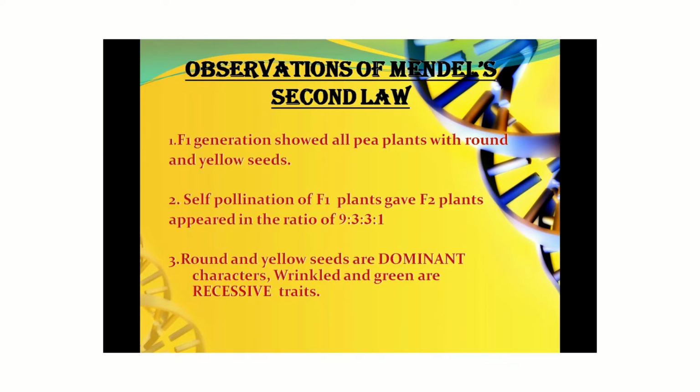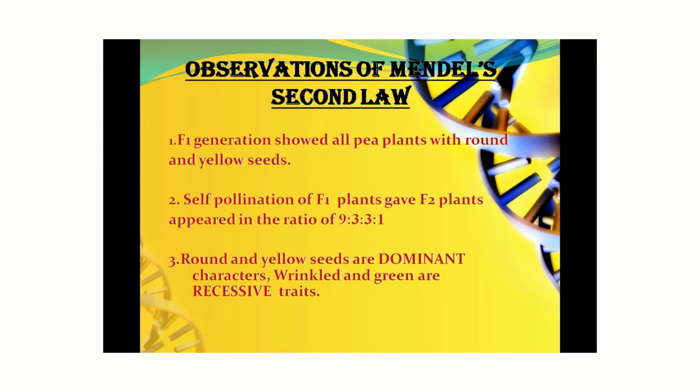Before that, we will just see what the observations are for Mendel's second law. As usual, in the F1 generation, what were the plants obtained? What was the progeny obtained? Progeny is nothing but the young generation, or the offspring that we get. In the F1 generation, all the pea plants showed dominant characters: round and yellow seeds. Now when he self-pollinated this F1 progeny, remember that in the F1 generation, parents are cross-pollinated, and in the F2 generation, parents are self-pollinated.